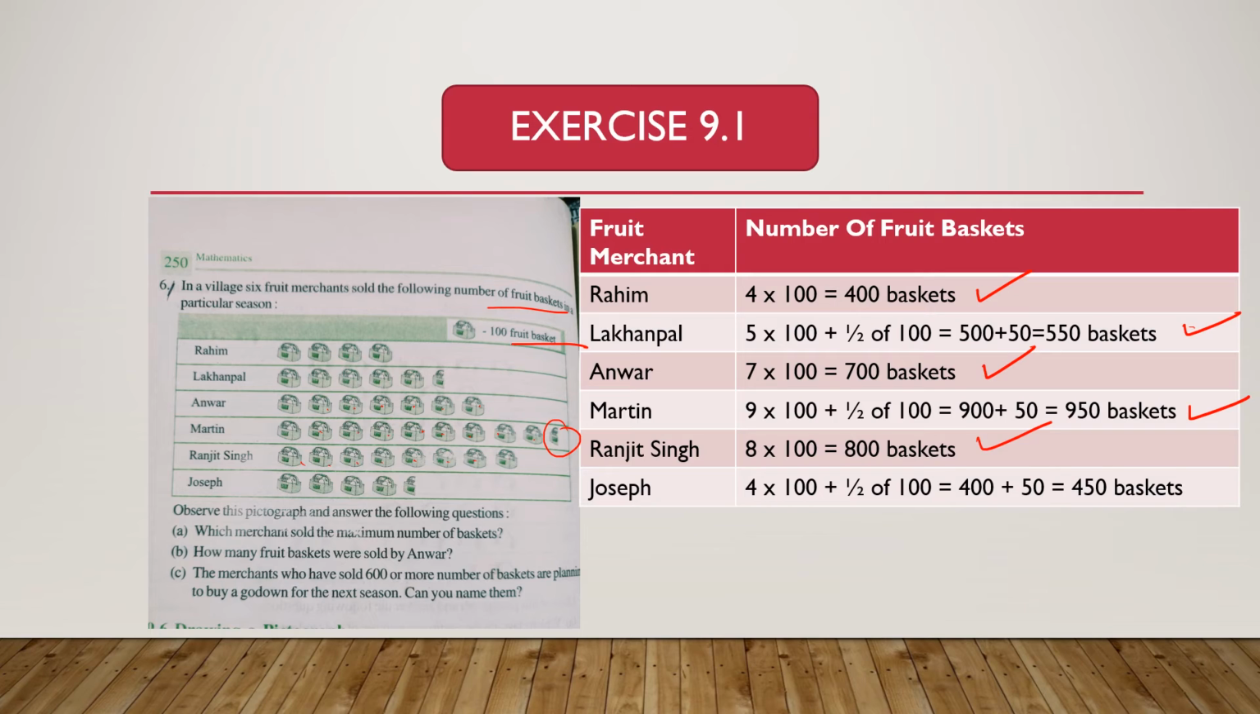Joseph 1, 2, 3, 4. 4 fruit baskets, and one pictograph fruit basket is 100 fruit baskets. So Joseph sold 4 multiplied by 100 is 400, and half of the 100 fruit basket is 50. So 400 plus 50 is 450 fruit baskets. So Joseph sold 450 baskets.